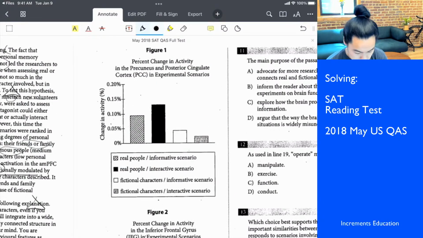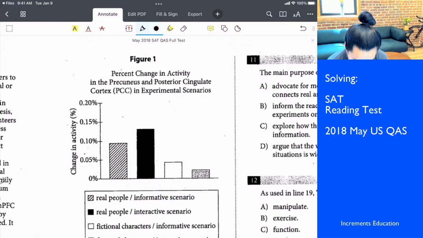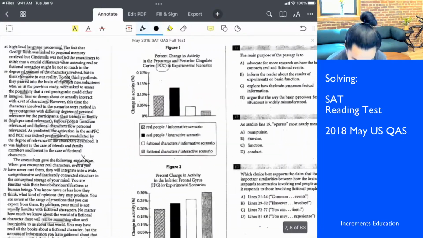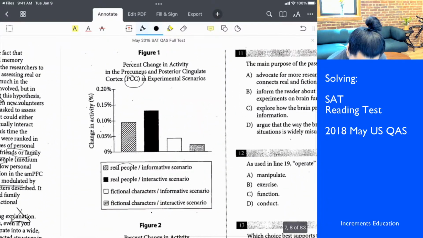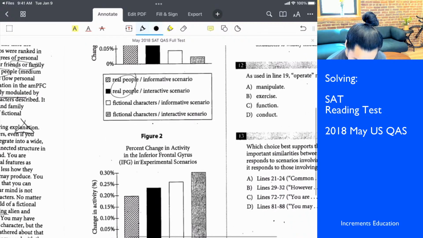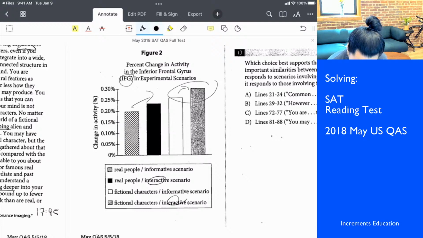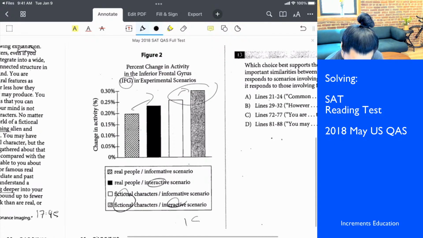Let's go. In the activity in the precuneus and PCC. Okay, let me double check where PCC came out. Okay, this is for real people. It should be higher for real people. Real people, higher. Cool. Okay. IFG, this is for fictional. It should be higher for fictional. Oh, but interestingly, it's also higher for interactive. Okay, 1, 2. Okay. So that's 1815.